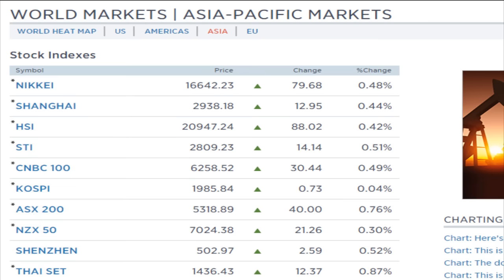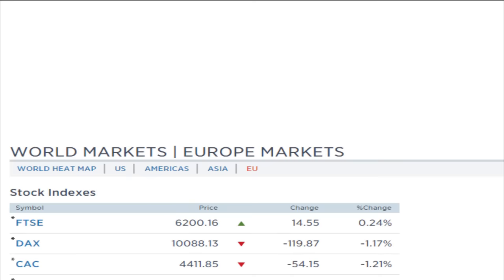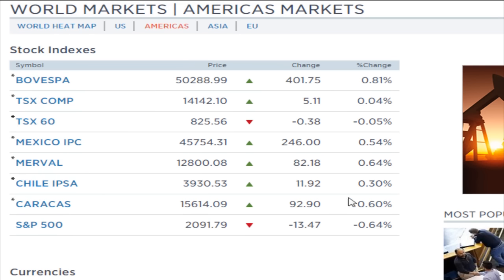Take a look at markets here in Asia. We are seeing that most of the markets were up about 0.5% on average as of Friday's session. Take a look at the European markets close to the end of the session on Friday, and we can see a mixed picture here. As you can see, Brazil is up 0.8. The Canadian market is unchanged.